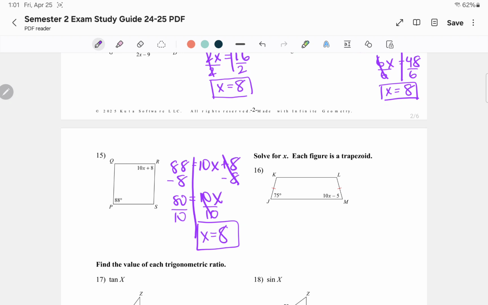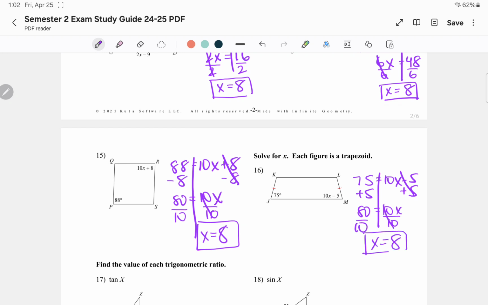And now for 16, it says solve for x, the figure's a trapezoid. Because of these markings here, that's telling me it's an isosceles trapezoid, which means these base angles are equal. Hopefully we see a pattern. Normally they're either going to be equal or they're going to add to 180 or 360 or something like that. So this time 75 is equal to 10x minus 5. I'm going to add 5. It looks like another x is 8 again. Right, 80 equals 10x, divide by 10, and x is 8.